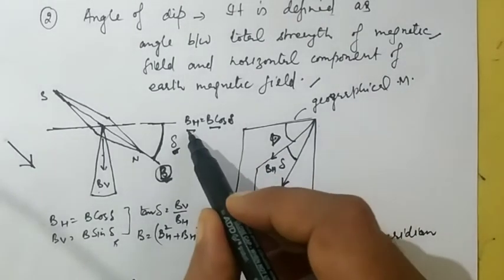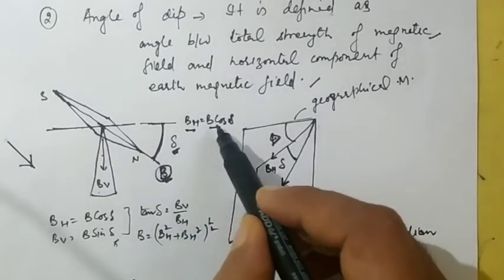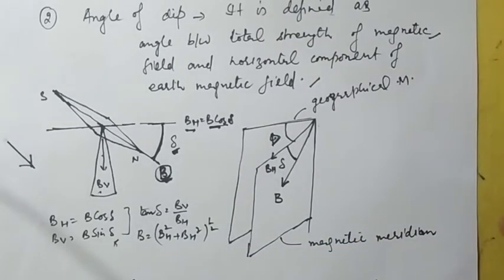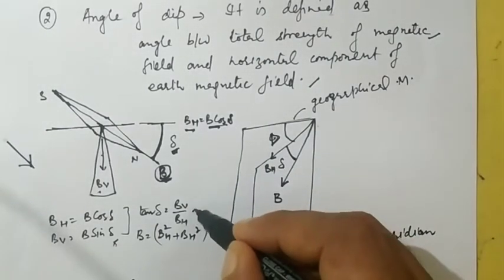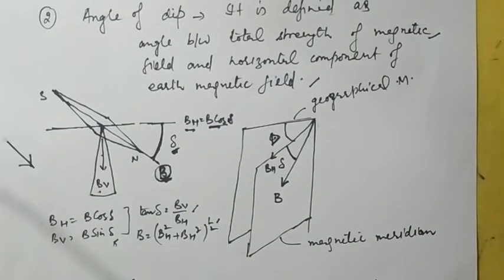I resolve this total strength of the magnetic field into two parts: BH, that is B cos delta, and BV, that is B sin delta. Similarly, if you divide them, you will get this much. If you square and add them, you get the total strength of the magnetic field.